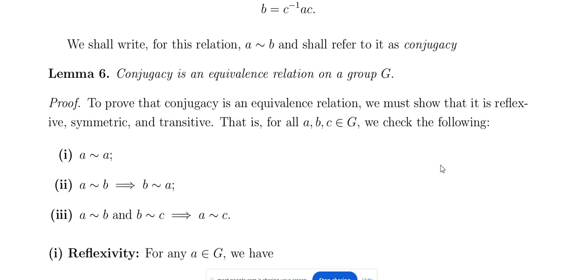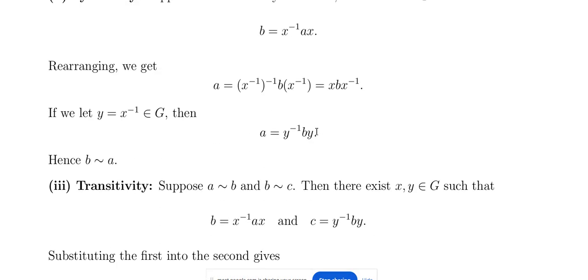Reflexive means A tilde A, that is A is conjugate to A, and if B is conjugate to A then A is conjugate to B. And if B is conjugate to A and C is conjugate to B, then C is conjugate to A, like that. இது மாதிரி that is a transitivity இருக்கும். So reflexive, symmetric, transitivity மூணுமே satisfy பண்ணுச்சுன்னா that relation is called an equivalence relation. Here conjugacy is an equivalence relation.